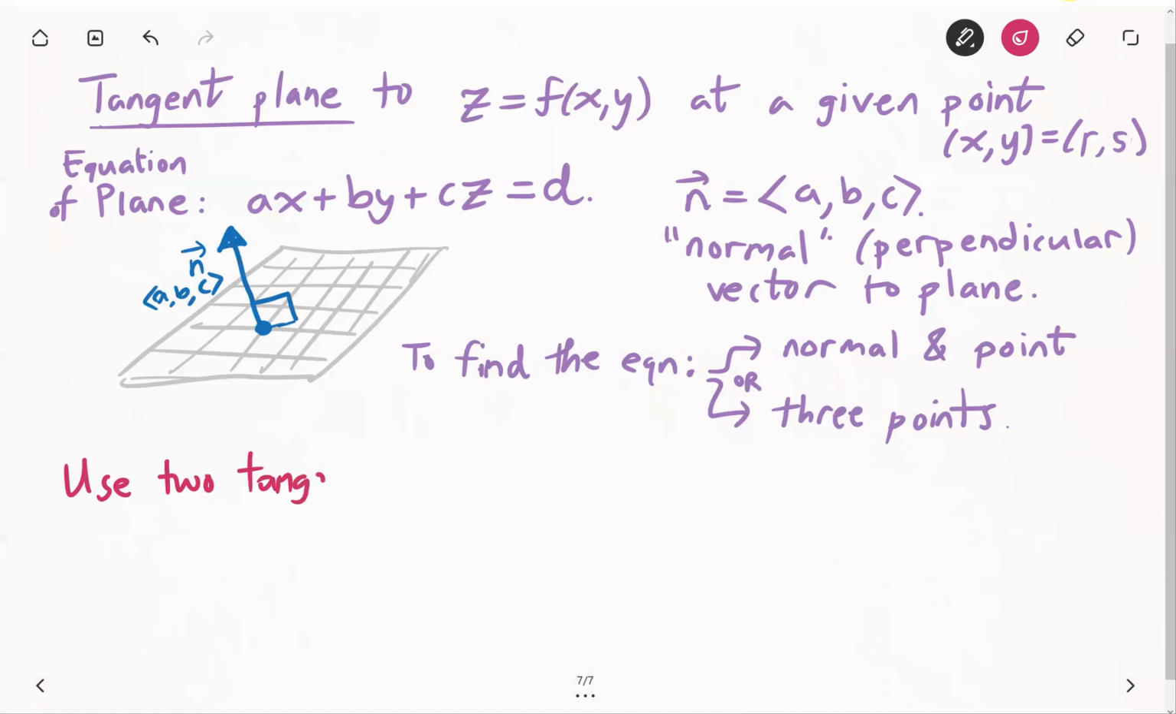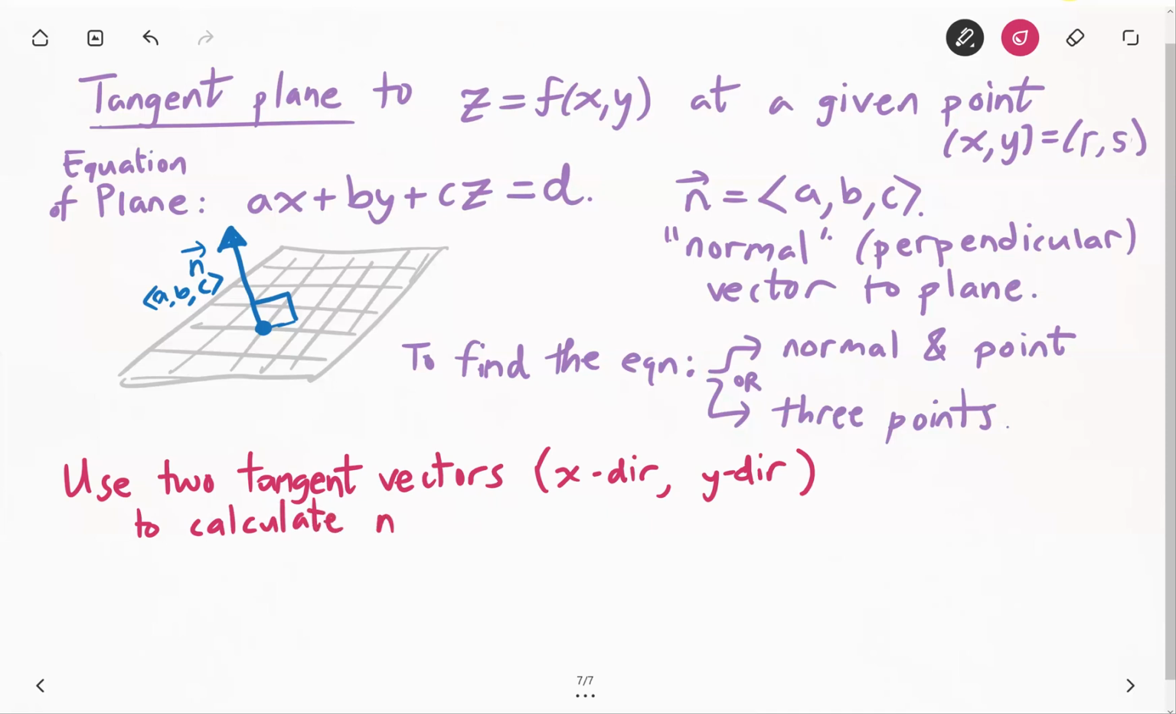So we're going to use 2 tangent vectors. Typically, we're going to use those in the x direction and the y direction, which we just calculated, to calculate the normal vector. This is going to be our big plan.